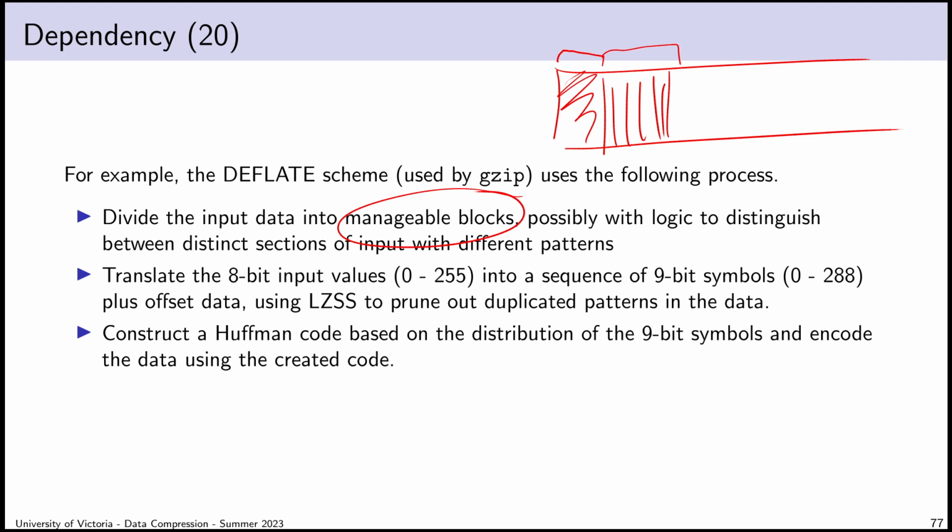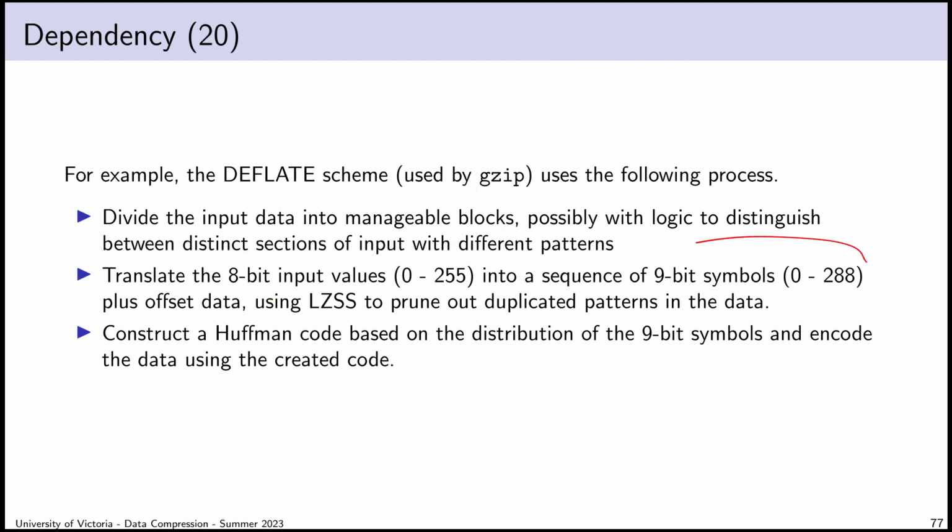Then, once it has blocks, it translates our 8-bit input symbols into 9-bit symbols. There are those 9-bit symbols again. And the 9-bit symbols also have interspersed with them a bunch of arbitrary binary data that represents offsets. Now, we'll come back to that later at great length. It uses a scheme called LZSS, which is a member of the LZ family of schemes, to prune out duplicated patterns, so to remove some of the redundancy in the data. When it's done, there is this sequence of 9-bit symbols, and then it constructs a Huffman code based on those. The idea being that the sequence of 9-bit symbols hopefully has more independence than the sequence of 8-bit input values.